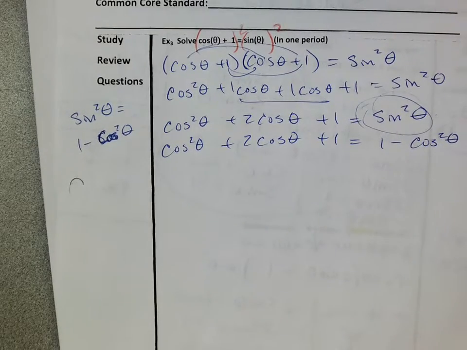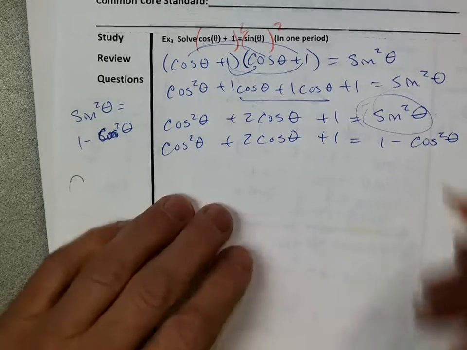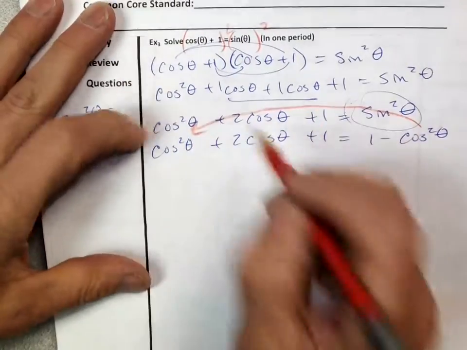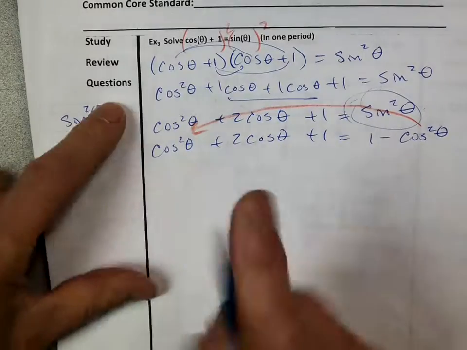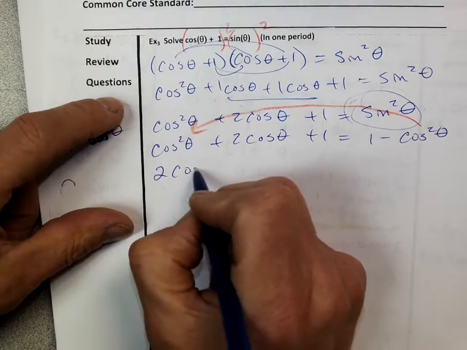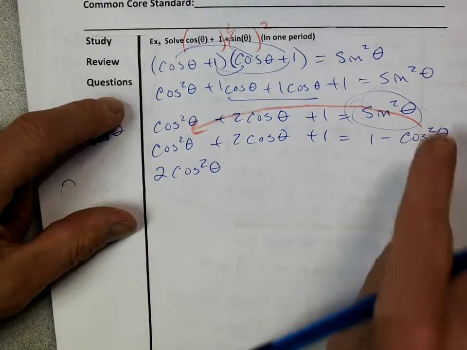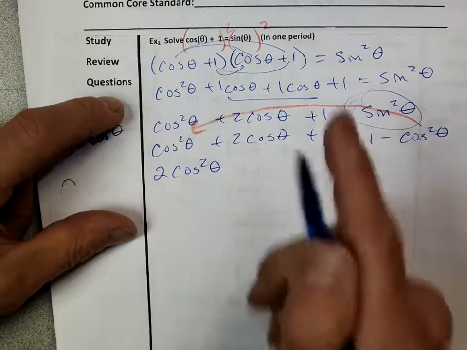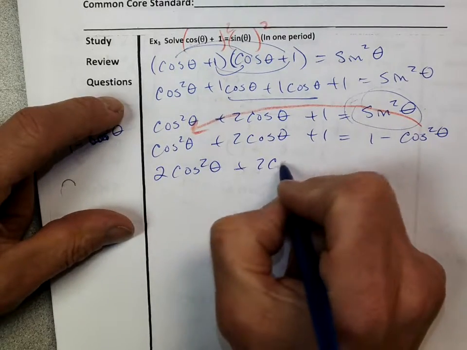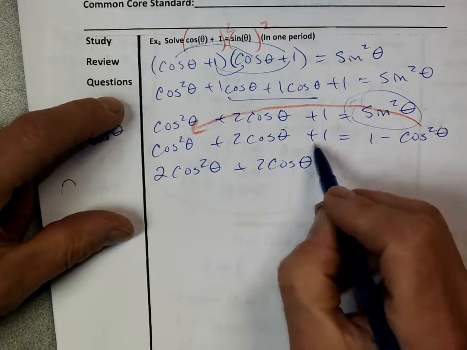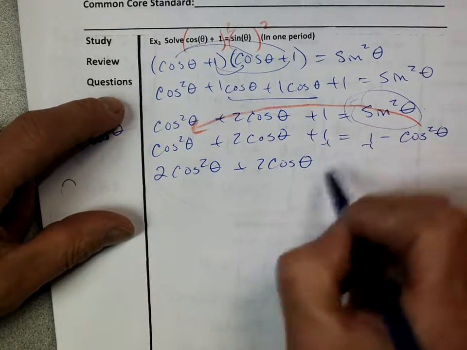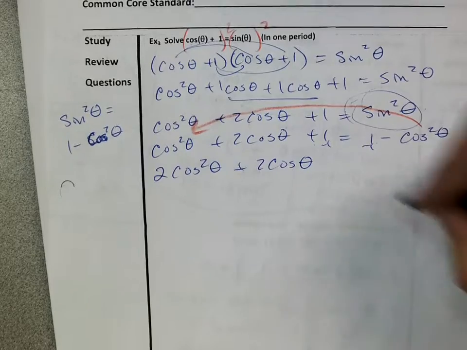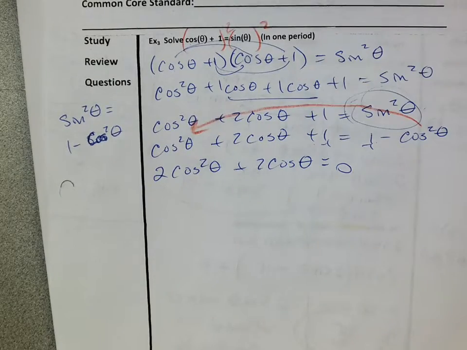Now everything's in terms of cosines, which means I should be able to factor it, but let's bring everything over together. So I'm going to bring over the cosine squared. I'll add it. If I add cosine squared plus cosine squared, I get 2 cosine squared theta, because I added it. And then plus this 2 cosine theta. And if I subtract 1 from both sides, it just becomes 0. Equals 0. Okay, I'll give you a chance to catch up.